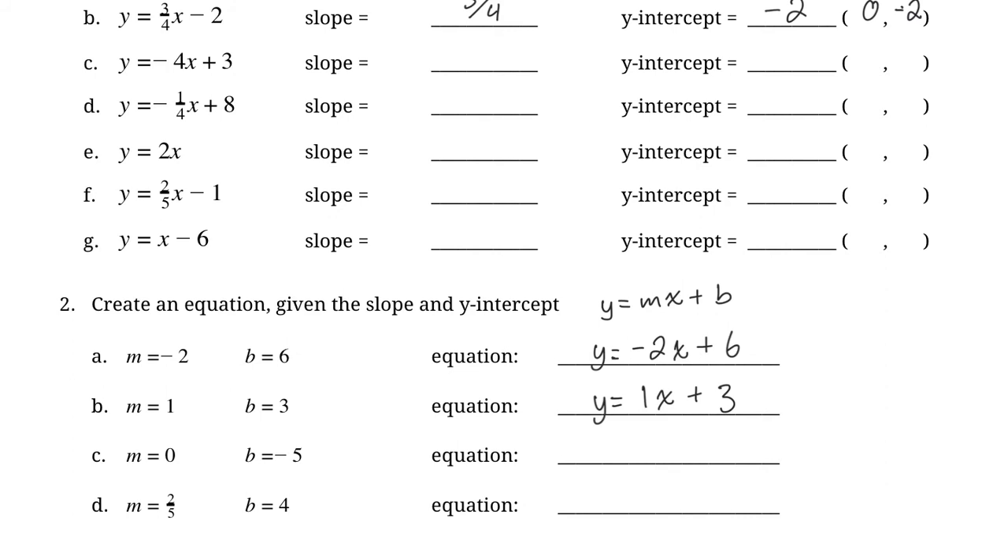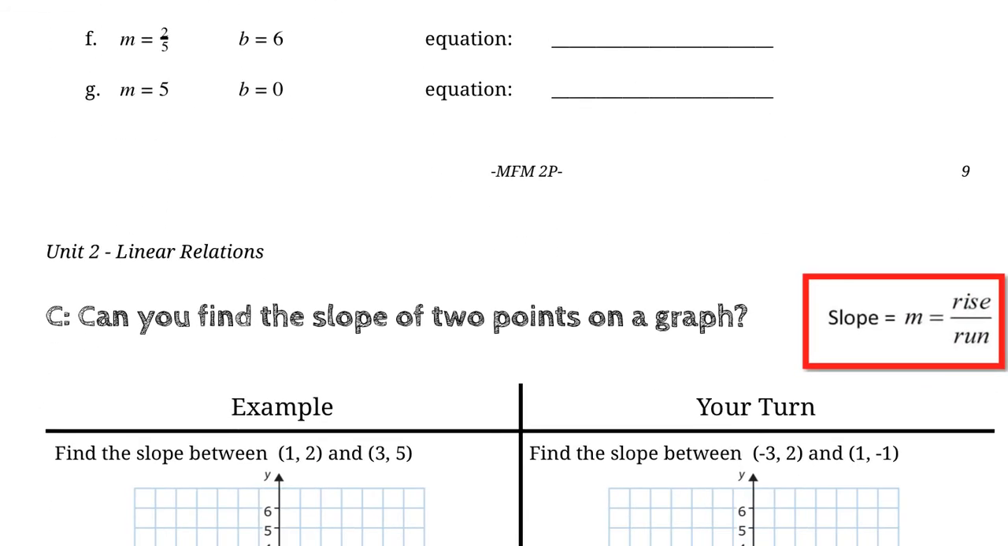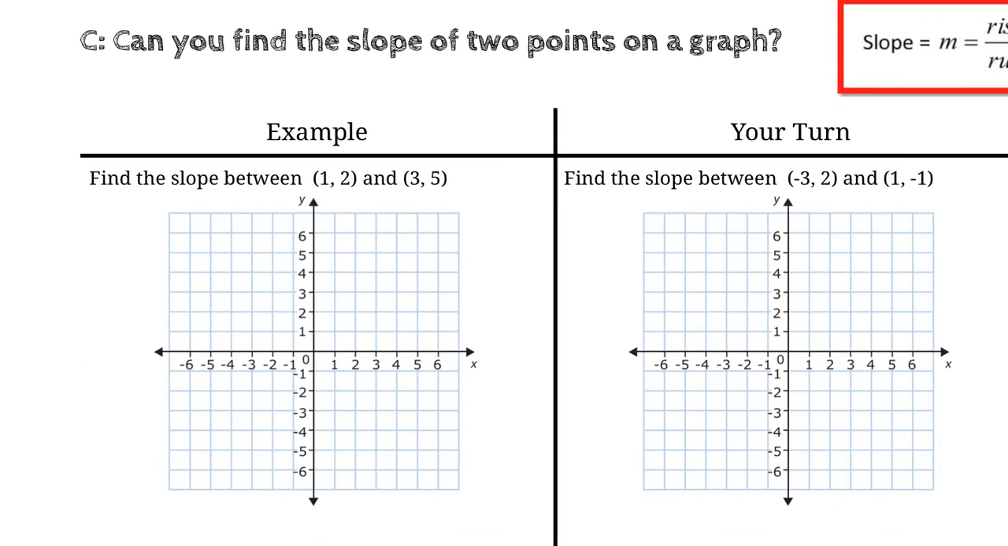So when m, our slope, is equal to 0 and b, our y-intercept, is equal to negative 5, our equation would be y equals 0x minus 5. And then what happens when we have 0 times x? Well, that's just going to be 0. So we don't actually have to include that. Our equation would just be y equals negative 5. So there are more questions that you can practice creating the equations and also identifying your slope and the y-intercept. But let's move on to finding the slope when we have 2 points on the graph.